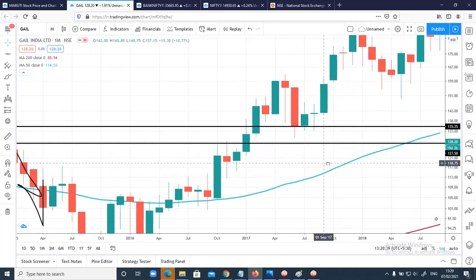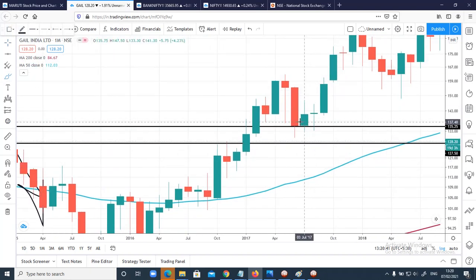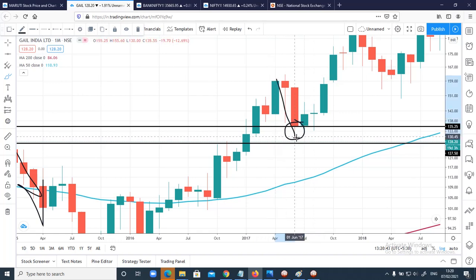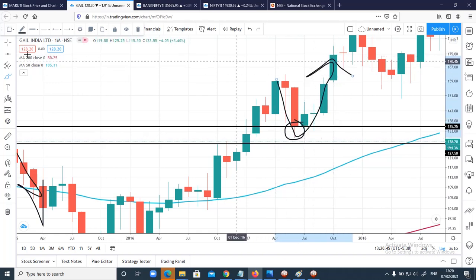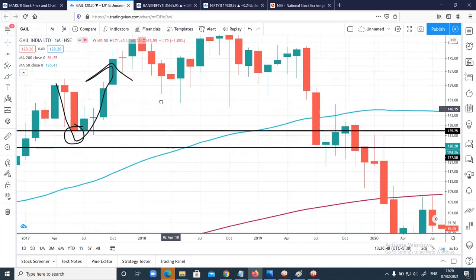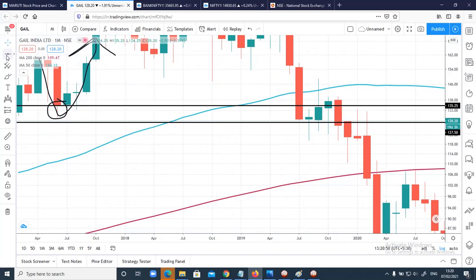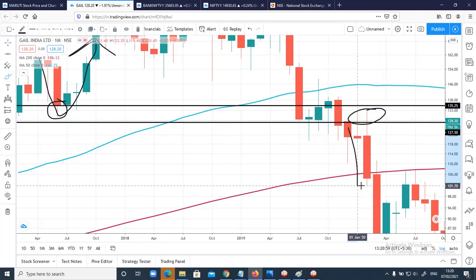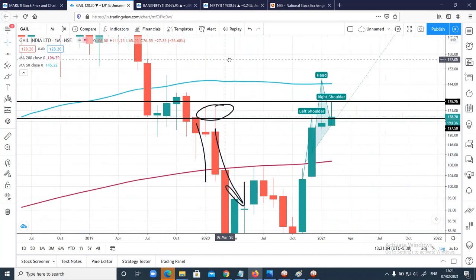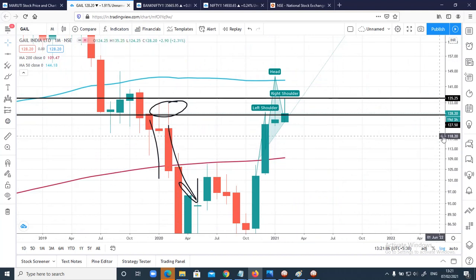What else? Yes, you can see here it has acted as a very good support, entered the zone and bounced up again. So it looks like GAIL India is at a very strong resistance zone for now. Here as well you can see how price retraced. There's rejection and price fell down. Okay, so 127.50 to 135.25 is going to be a strong resistance zone.